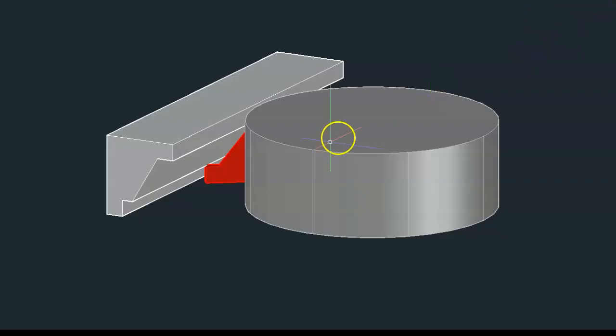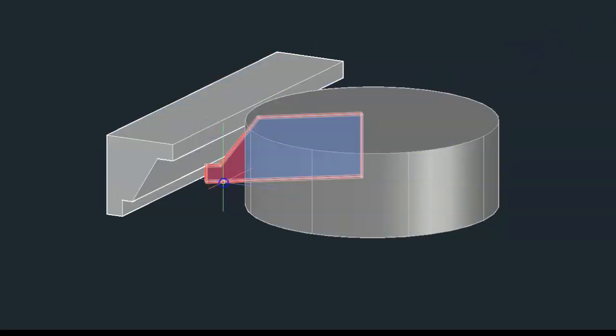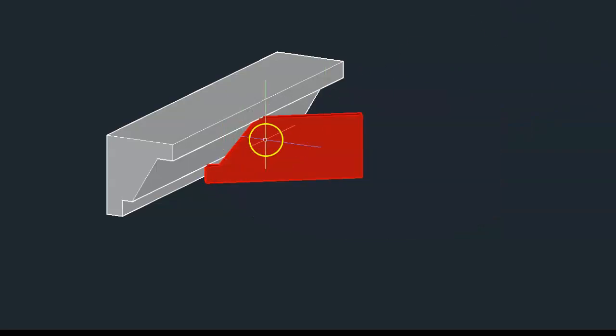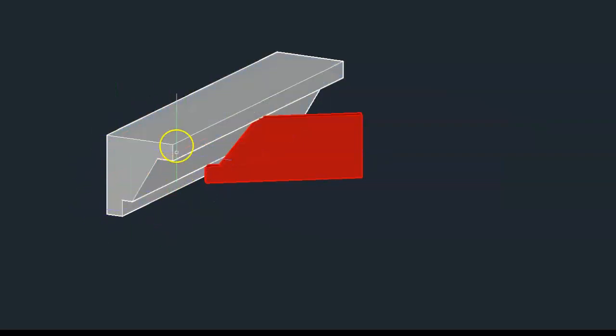So here we have our spindle, and this is our molding, and this is our blade at an angle. And if we just hide the spindle for a second, we can see that this blade is at an angle and it's spinning around and cutting into a piece of timber to make this molding.